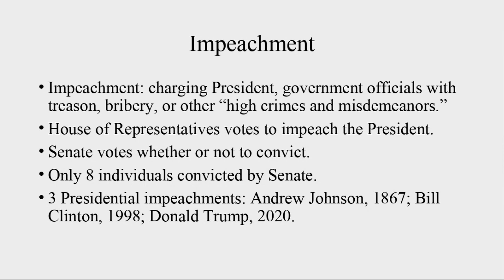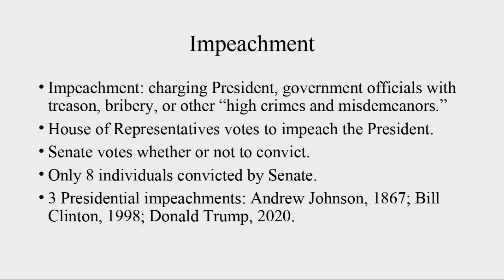And so the House did impeach him, but the Senate couldn't reach the two-thirds majority. And then, of course, President Trump, because of the allegations that he asked Ukraine to investigate Joe Biden's son, which was seen as an attempt at influencing an election, intimidation, and so on. The House impeached him, but the Senate did not convict. Impeachments aren't supposed to be highly partisan, but they can be.